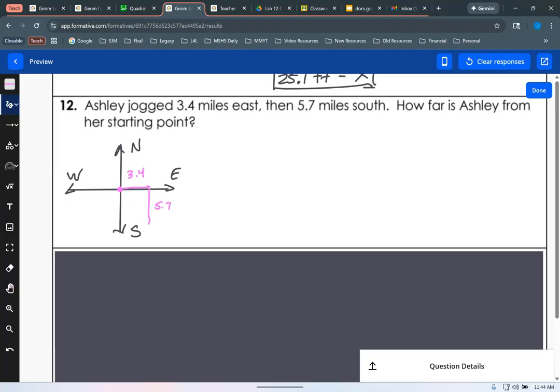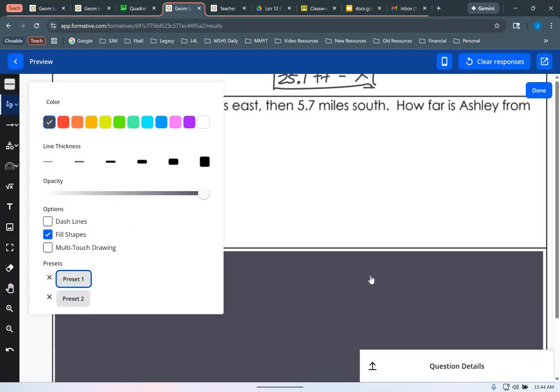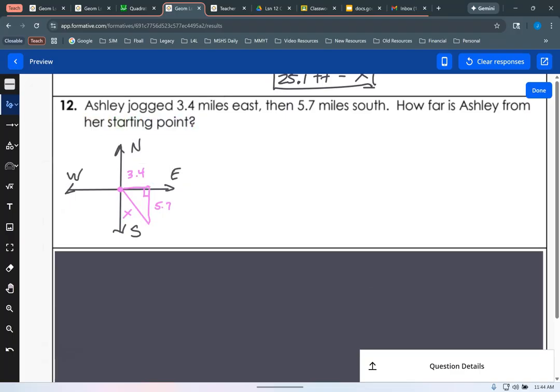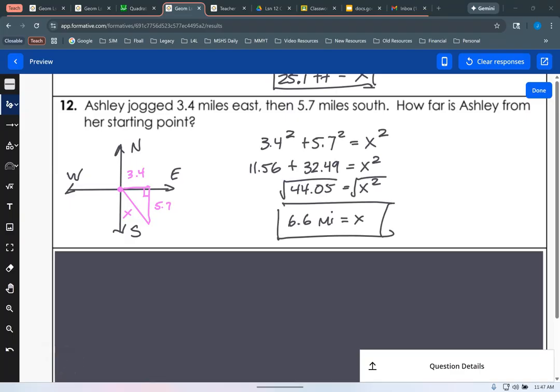That's 5.7 miles south. Now, when the question asks how far is she from her starting point, it's asking what is that shortest distance from her starting point, which, of course, would be this distance here, which would make this here and this here, and you should be able to figure it out from there. So here's what you should have calculated out with this one.